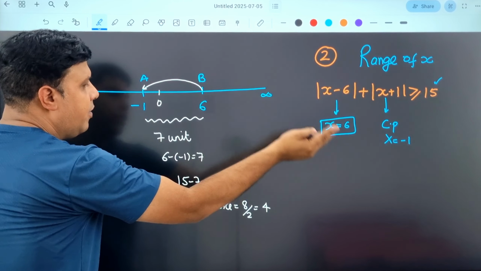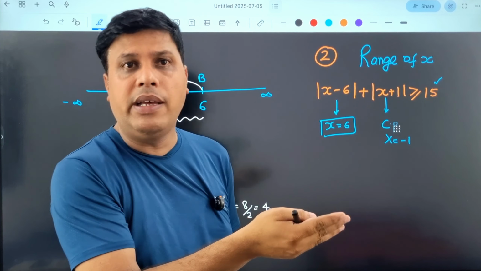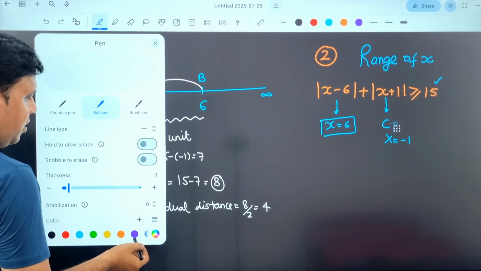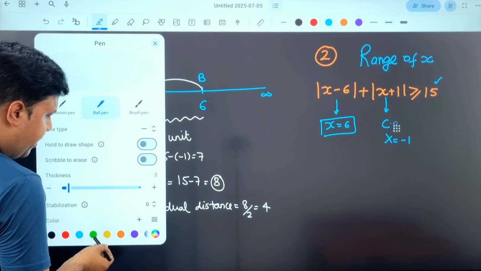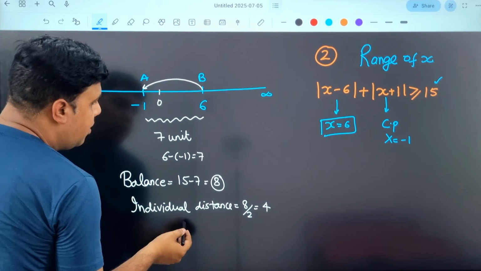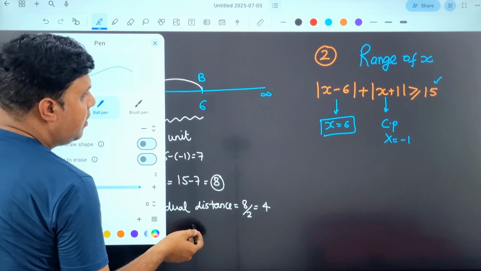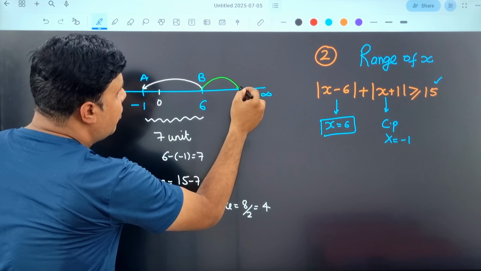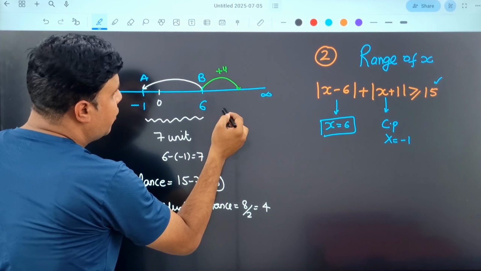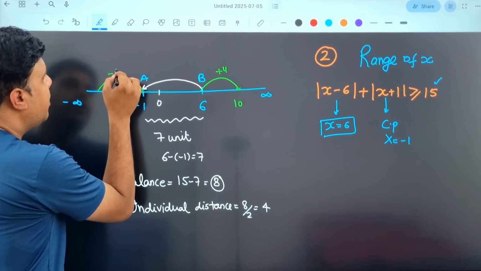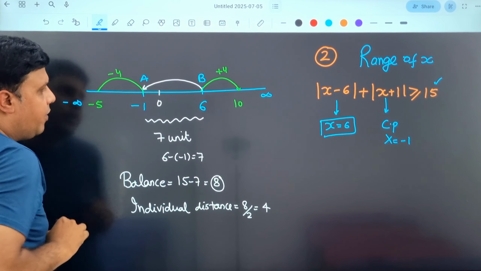So we have to move 4 unit on the right hand side of B and on the left hand side of A, that's it, right? So that is the only concept you have to use to solve such questions, right? Okay. So now this is 4 unit on the right hand side, so this will be +4, so I'll be reaching to 10, and अगर हम माइनस करेंगे 4 इधर, I'll be reaching to -5, right?